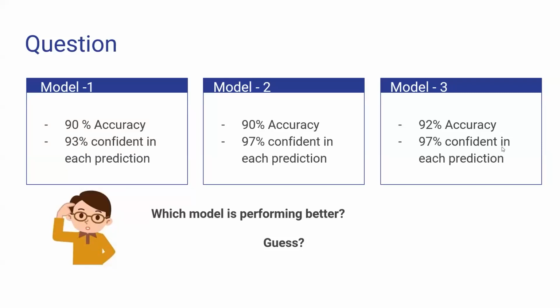Whereas in model 2 and model 3, see the difference that comes up. Model 3 is saying I'm 92% accurate, but I'm 97% confident I will give you class label 0 or class label 1. The difference between these two is close to 3% here and 4% here. That is a challenge here.